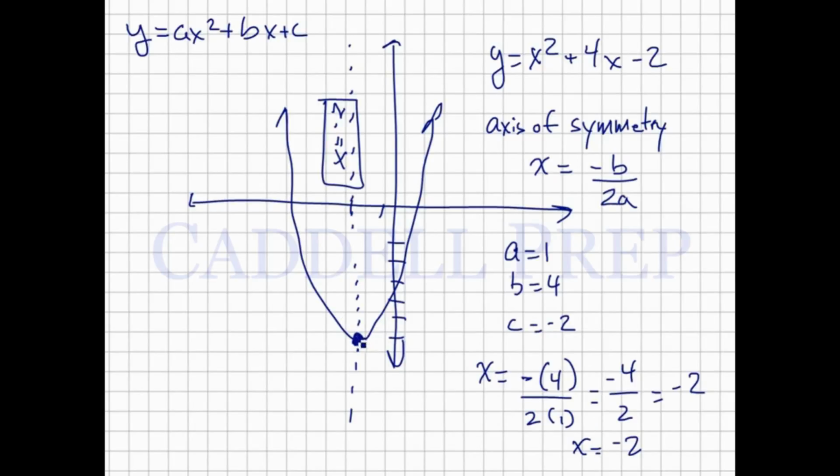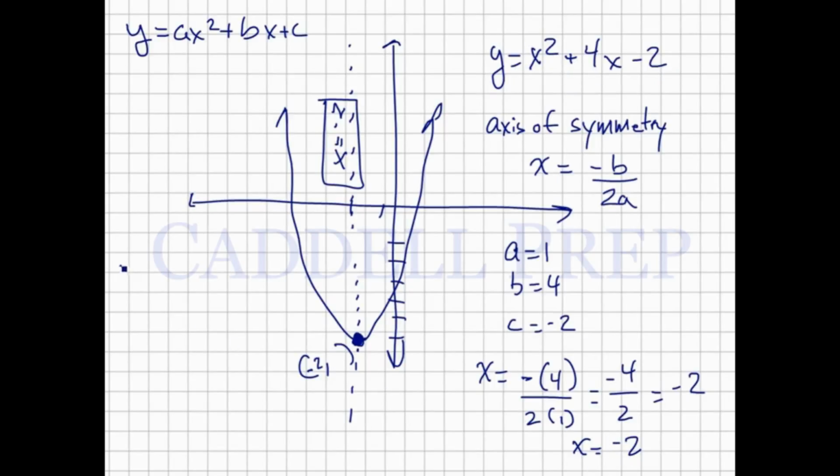Well, how do we find the vertex? The vertex is a point on the graph, so we can use the function to find this point. We know that since the vertex lies on the axis of symmetry, we can find the x-coordinate. We already know that's going to be negative 2, something. How do we get that something? Well, we get it from here. The y value is what this function equals when x is negative 2.